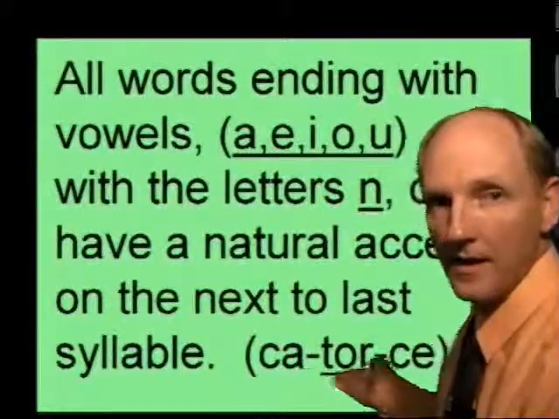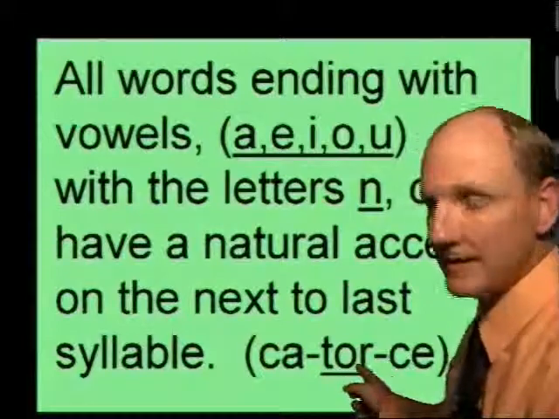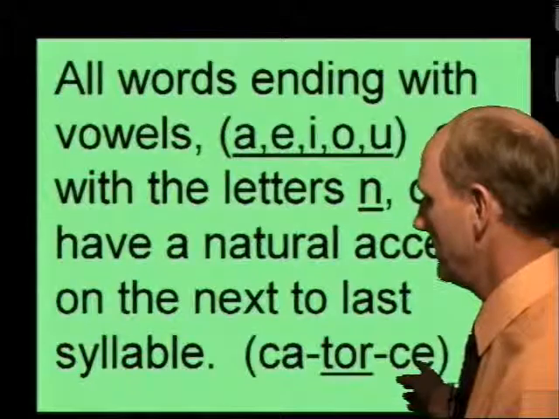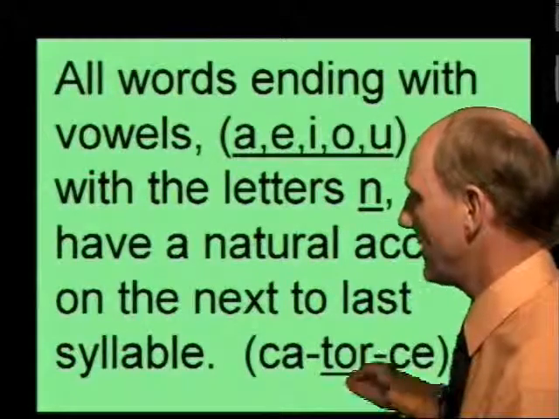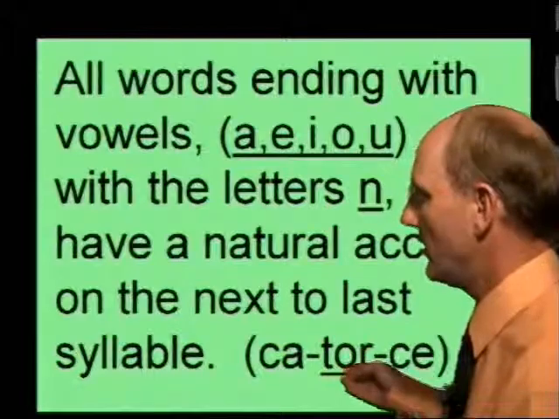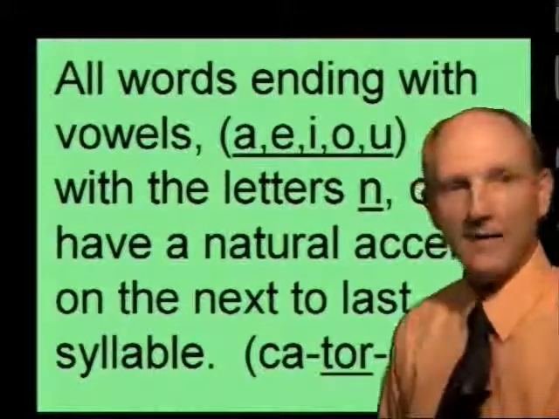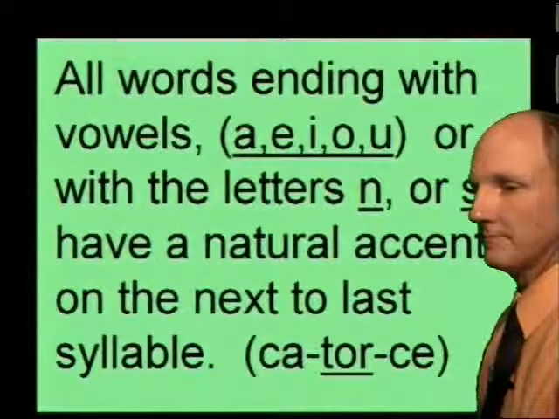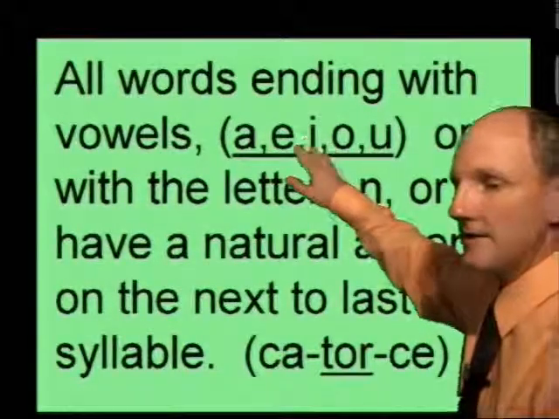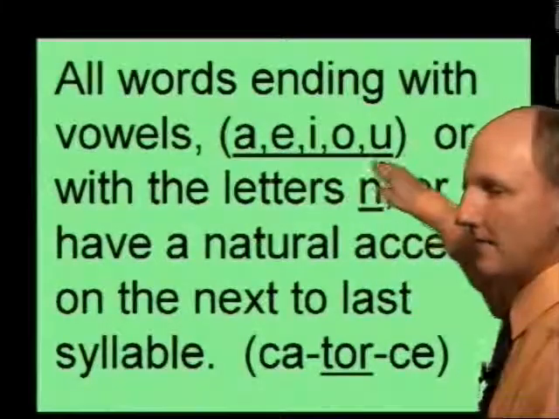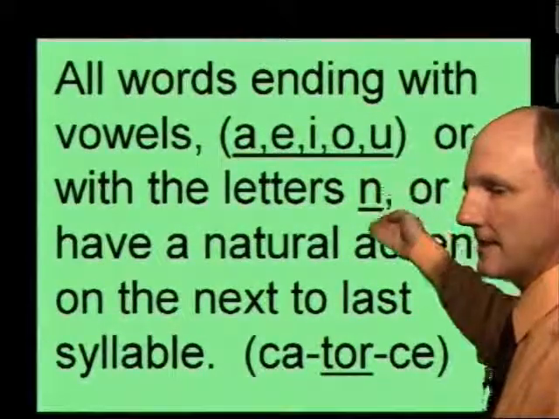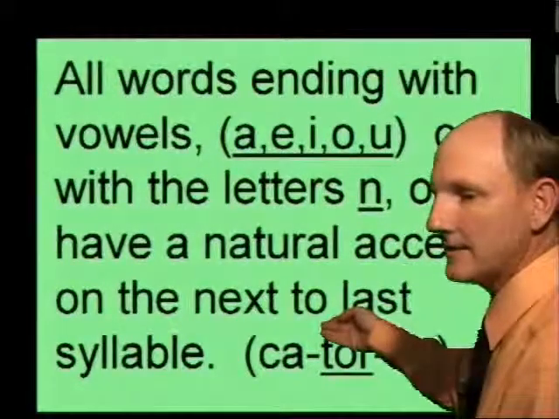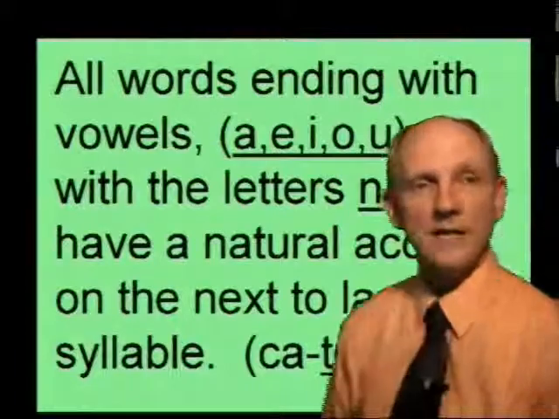Catorce. The natural accent is on this syllable because it ends with a vowel. So we come back to this syllable and we emphasize this syllable and we pronounce the word catorce. Read that with me. Catorce. That's because the rule tells us if the last letter is a vowel, or if the last letter is an N, or the last letter is an S, then it's the next to last syllable that is going to get emphasized.